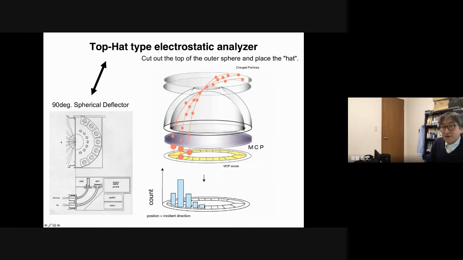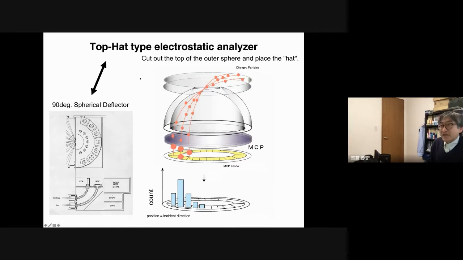However, when the particle comes into this instrument inclined at some angle from the normal direction of this instrument, the incident area becomes smaller, because we have to multiply by the cosine of the angle between this normal direction and the incident direction. So this means that the sensitivity of each channel is different using this 90-degree spherical deflector. That is not an ideal characteristic.